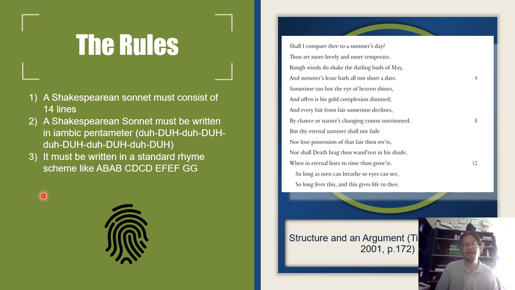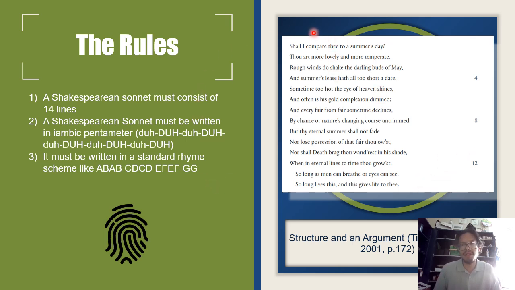Okay. The last rule, it must be written in a standard rhyme scheme like A, B, A, B, C, D, C, D, E, F, E, F, and G, G. So if we look at this poem right here on the side, day and May rhyme with each other. So there's our 2 A rhymes. And temperate and date is a slant rhyme, not perfect, but they rhyme with each other. So there's our B rhymes. So A, B, A, B, C, D, C, D, E, F, E, F, G, G. C and D, a perfect rhyme. There's our rhyming couplet at the end, right?